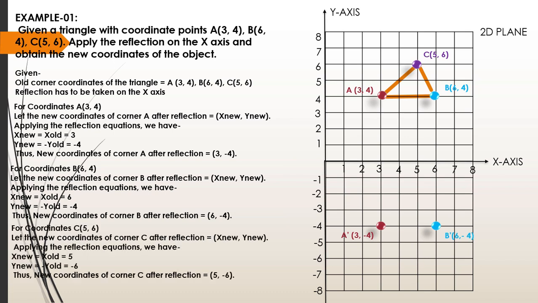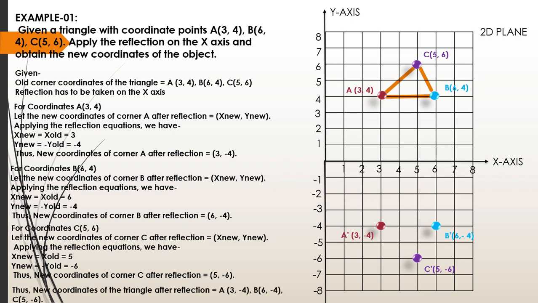And the last coordinate, that is C (5, 6). For that we have to consider the new coordinates of the corner C after reflection, x new, y new. Applying the reflection equation, we have x new is equal to x old, which is equal to 5. Y new is equal to minus y old, which is equal to minus 6. Thus the new coordinates of corner C after reflection are (5, minus 6). So we need to plot this C dash corner on our 2D plane. So it will look like this.